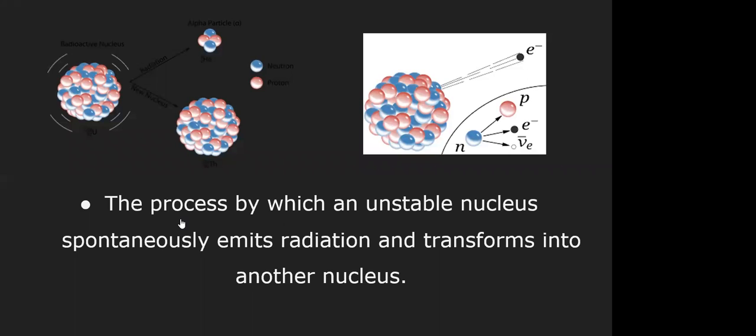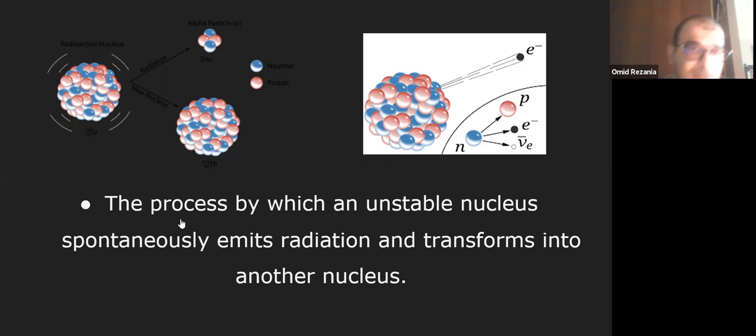The process by which an unstable nucleus spontaneously emits radiation and transforms into another nucleus. Oh, that's a very cool picture. Look at that. On the left, you have a radioactive nucleus. It means that the nucleus is unstable because we have a different number of protons and, I should say, neutrons, that's why it's unstable.